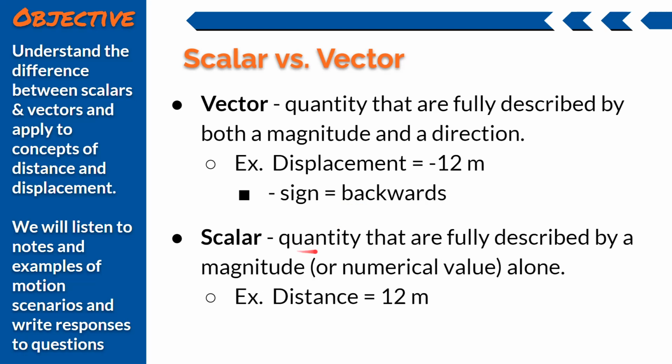Scalar quantities are fully described by a magnitude or numerical value alone. There's no direction associated with it, so I could say a distance is 12 meters, and in that case, I don't know if that's forward, backward, or maybe it was 6 meters forward and 6 meters backwards. I don't know. It could be both. But it doesn't matter. We're just giving the scalar quantity there, just the number.